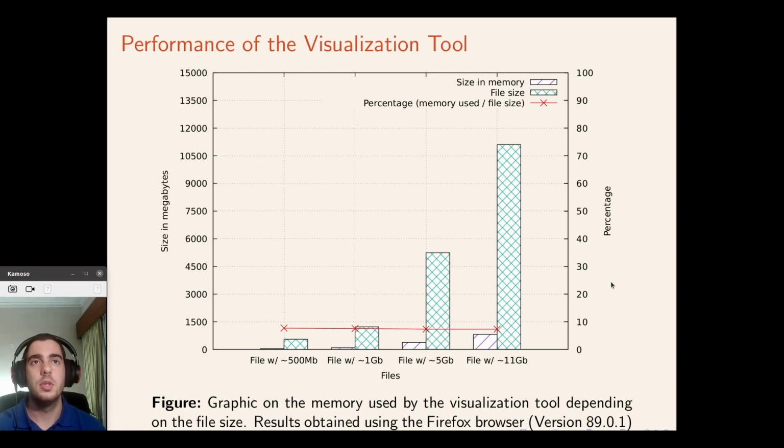Then for the performance of the visualization tool, here I am analyzing the amount of memory that the tool is using. This is because at the beginning the tool was developed mainly to compare some state graphs, and those state graphs were a little large, so I needed to develop a tool that wouldn't load the entire file into memory, so that I would not run out of memory on the computer. So the tool is using around 10% of the entire file size. Here we have it compared for a file with 500 megabytes, 1 gigabyte, 5 gigabytes, and 11 gigabytes, and it is more or less stable, using around 10% of the entire file size in memory.